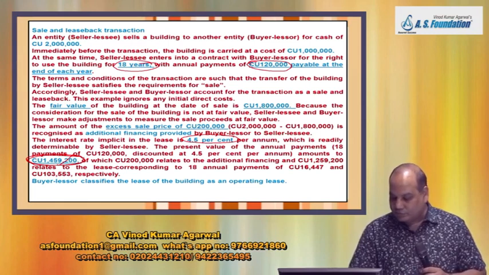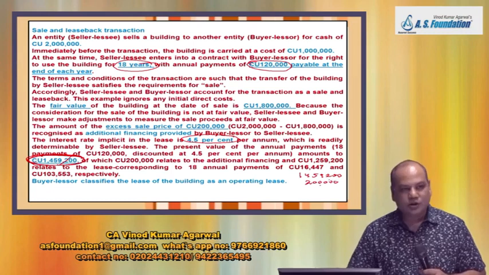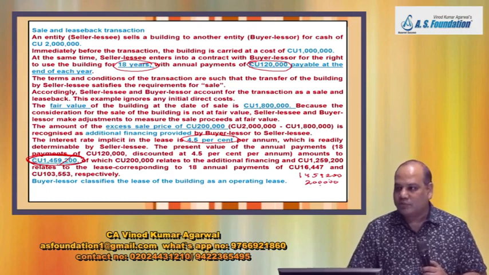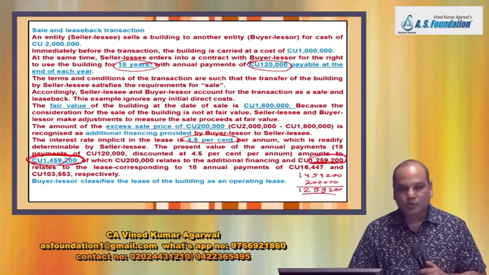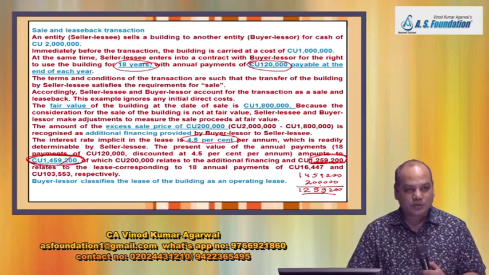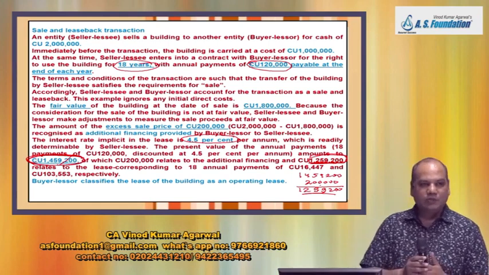Now this also should be understood like this. Out of 14,59,200, which is the present value of lease payment, 2 lakh is your additional finance. So that means the amount payable towards lease only is 12,59,200. 12,59,200 is towards lease and 2 lakh is towards additional finance, because it is in present value terms.